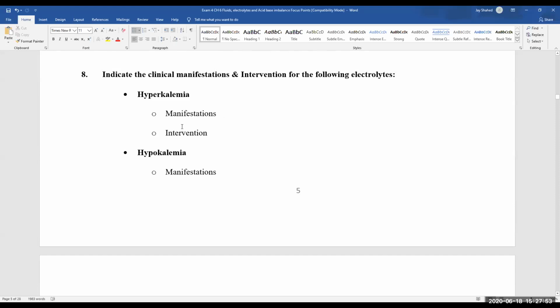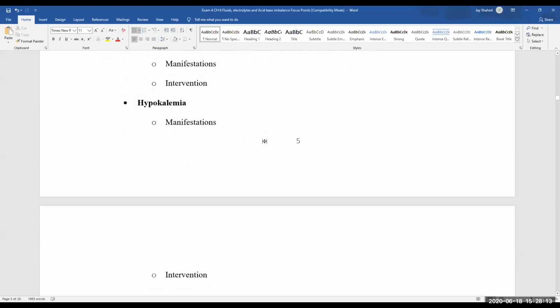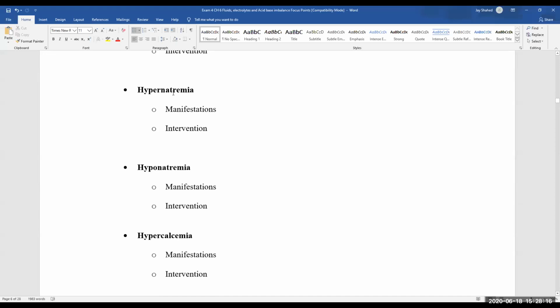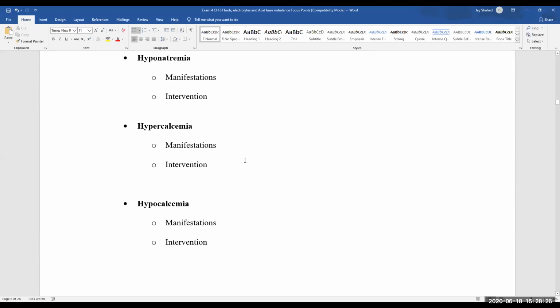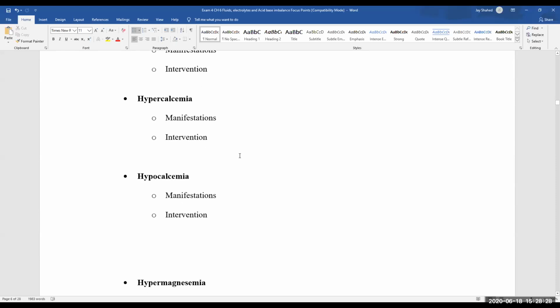Clinical electrolytes. So this is just electrolytes. Put the manifestation, put the intervention. Hypercalcemia, again, contracts, so if you have too much calcium, you contract. Hypocalcemia would be what? So you relax in this. It's the opposite of this guy. Natremia is for water in general. Calcemia is, again, we said calcium is bone, clotting, neurological.